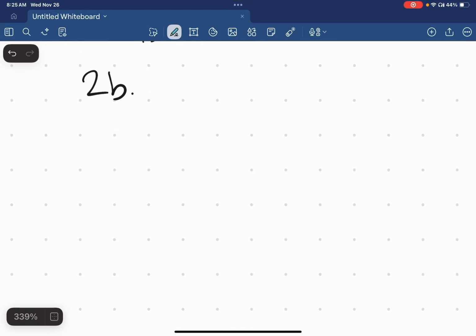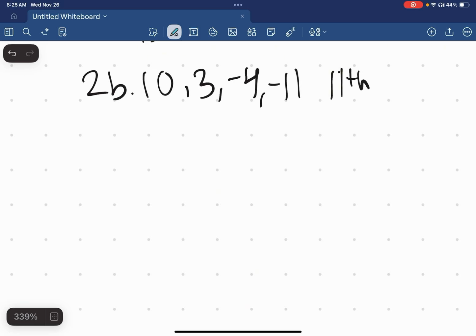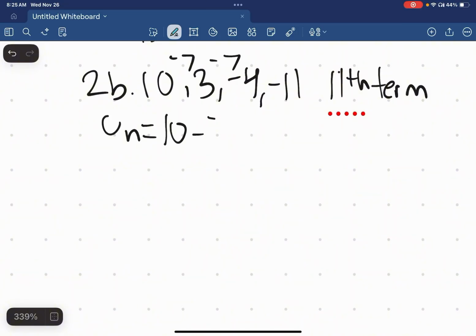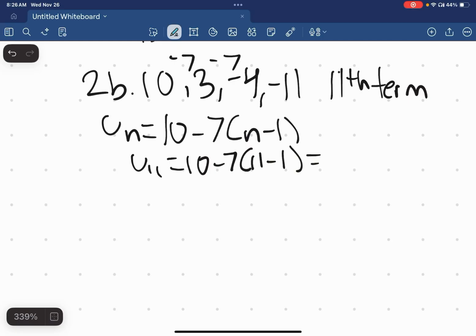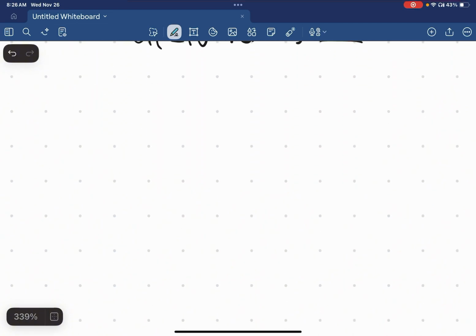2b, 10, 3, negative 4, negative 11, a decreasing sequence, and we're asked to find the 11th term. Since un equals 10 minus 7 each time, so minus 7(n minus 1). All we need to do is plug 11 in here. u11 equals 10 minus 7(11 minus 1), which is equal to negative 60. Just like that.